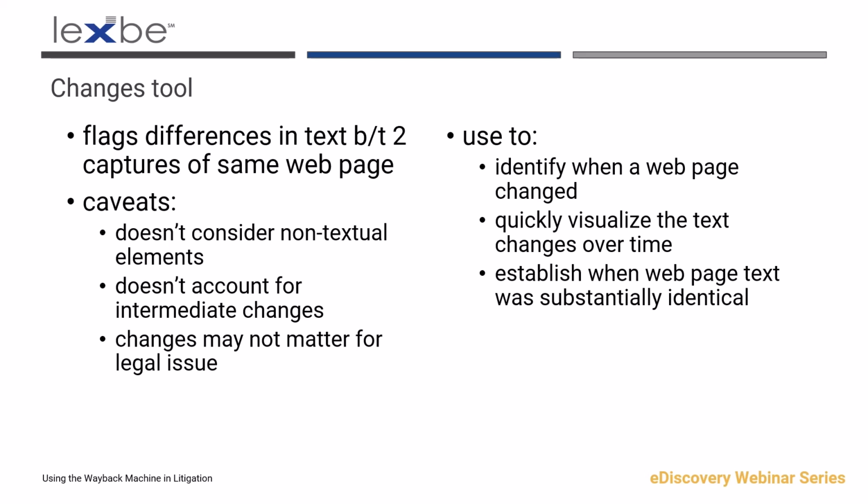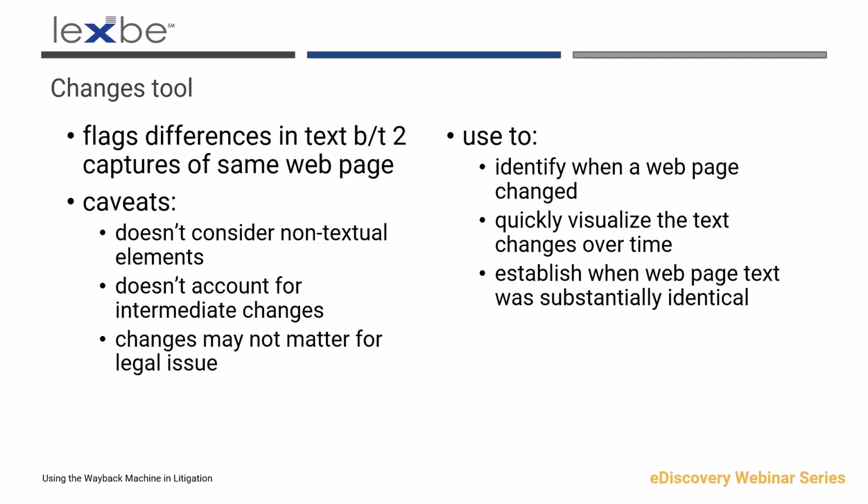It doesn't take into account non-textual elements of the page, like images. It only compares the two selected captures and is thus indifferent to any changes that may have been made and subsequently overwritten in the intermediate period, and there's no necessary correspondence between the magnitude of the change and its materiality to the legal issues in question.